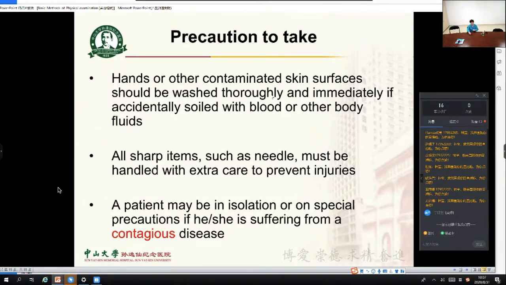So I often tell my students to put the sharps in the sharps boxes, and before that, cap the sharps before throwing them into the box. This can protect the cleaners and the other workers working in the hospital. A patient may be in isolation or on special precautions if he or she is suffering from a contagious disease.